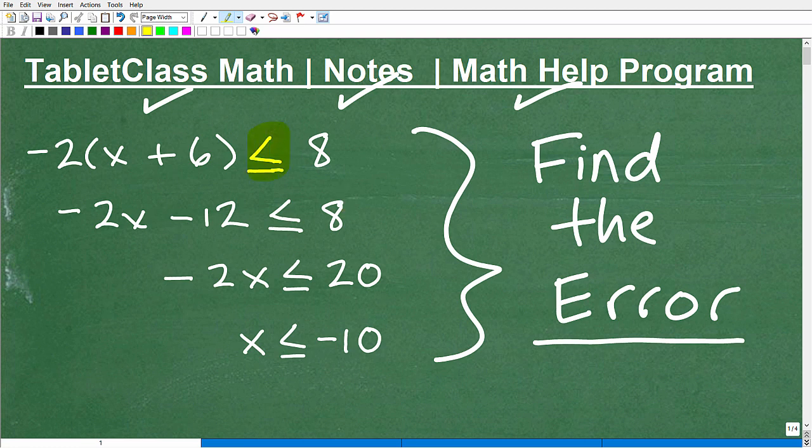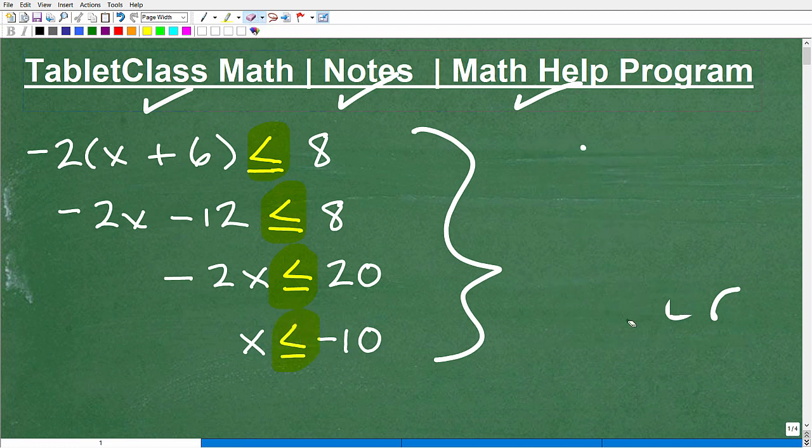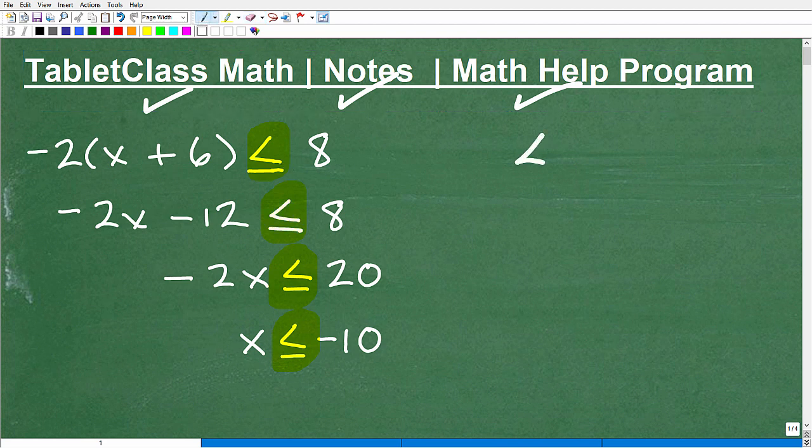Okay, so this here is what we call an inequality. Let me go ahead and erase this. Obviously, there is an error. I'm not tricking you here, so we'll get into it. But these symbols, what are they? This means less than or equal to. This is greater than or equal to. This is less than, and this is greater than. This is not equal to, and this is equal to.